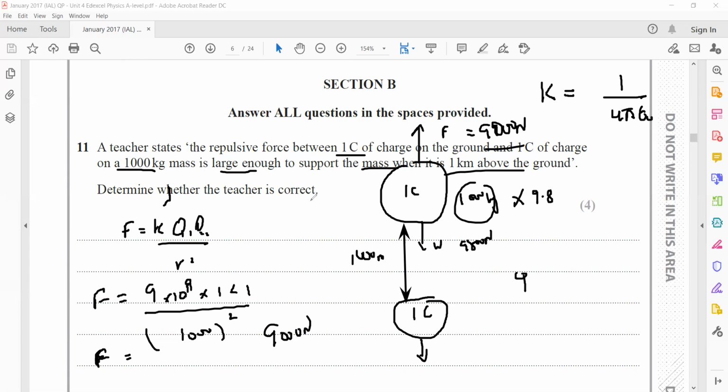So here, whether the teacher is correct. In this case, the statement is not true, because the electrostatic force of repulsion is less than the weight.